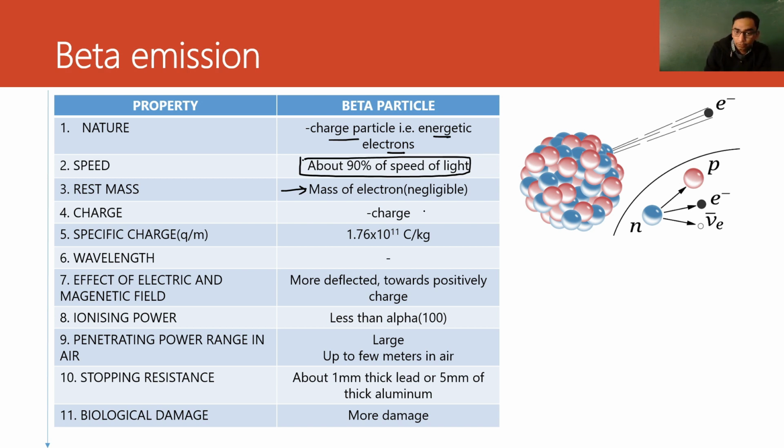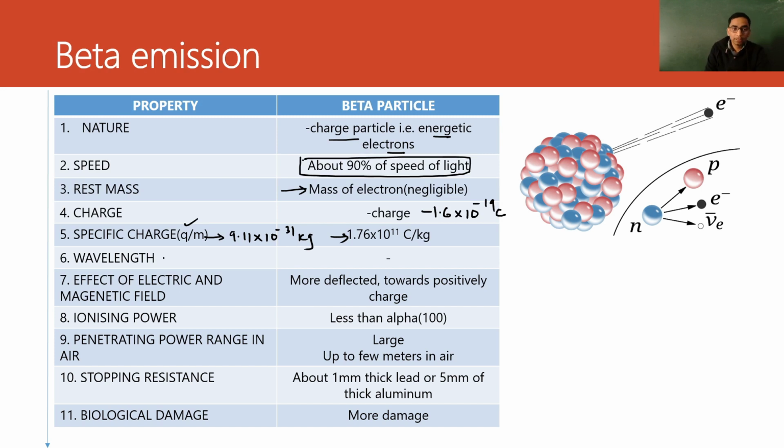The charge is negative, and of course it is minus 1.6 into 10 raised to minus 19 coulomb. Charge to mass ratio can be found out very easily because we know the charge. We know the mass of the electron is 9.11 into 10 raised to minus 31 kg. Simply pull out the ratio, you will get this answer.